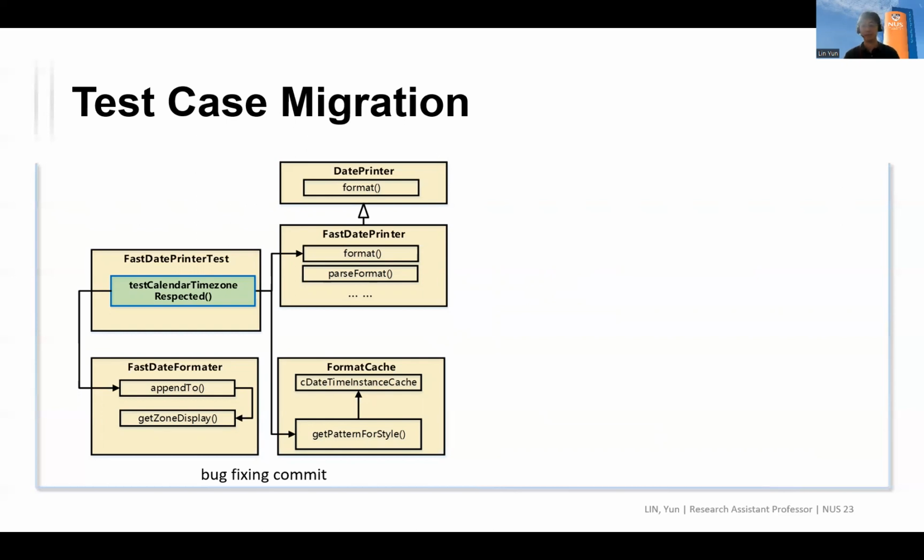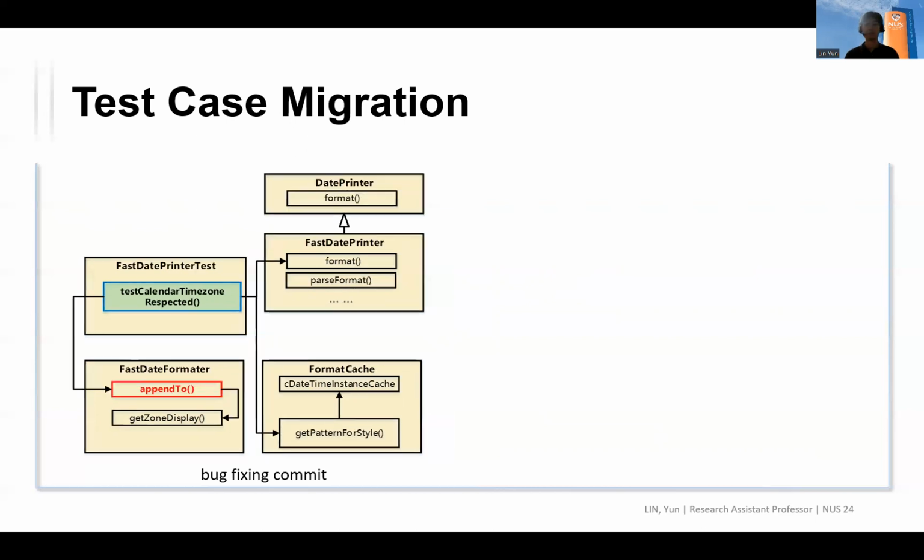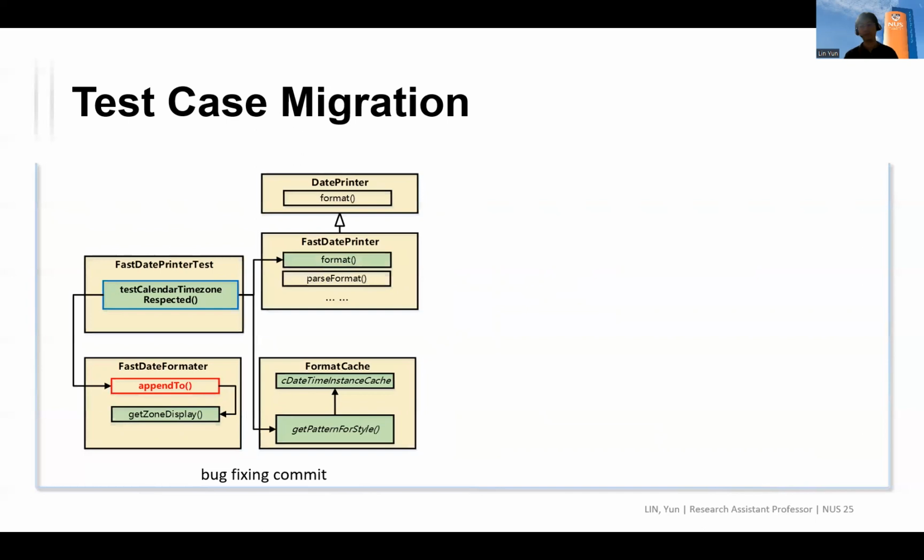Given a test case in a bug fixing commit, we first extract all its relevant code in the commit. Next, we isolate the code elements where the fix happens. Then, we further extract the static and dynamic dependency of the test. Here, the green code elements are the elements depended on by the test case.